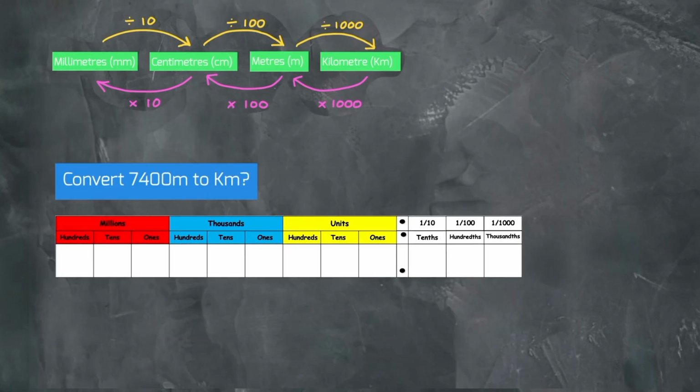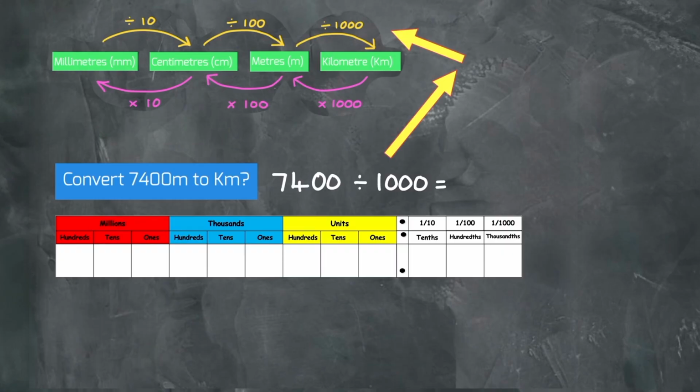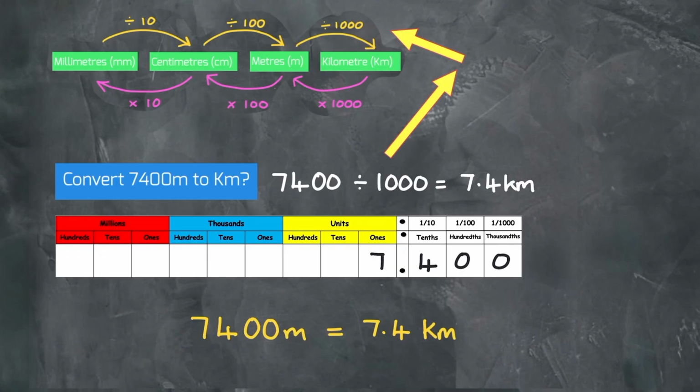If I were asked to convert 7,400 metres to kilometres, I would divide by 1,000. Again, we will use our knowledge of our place value columns to do this. We know that if we are dividing by 1,000, all of our numbers will move 3 column places to the right, like this. From our conversion, we can see that 7,400 metres is the same as 7.4 kilometres.